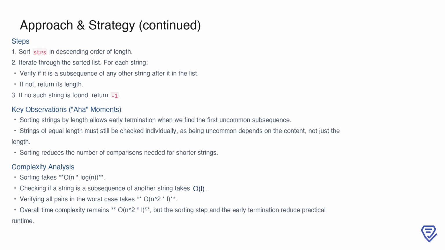A key observation here is that sorting the strings allows for early termination as soon as the first valid uncommon subsequence is identified, which significantly reduces unnecessary checks. It's also important to note that strings of equal length still need to be compared individually, as their content determines whether one is a subsequence of another. While sorting adds an O(n log n) step, the overall complexity remains O(n² * L). However, the practical runtime is improved through early termination and reduced comparisons.